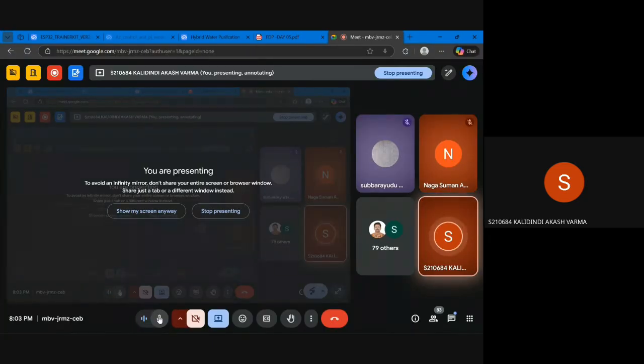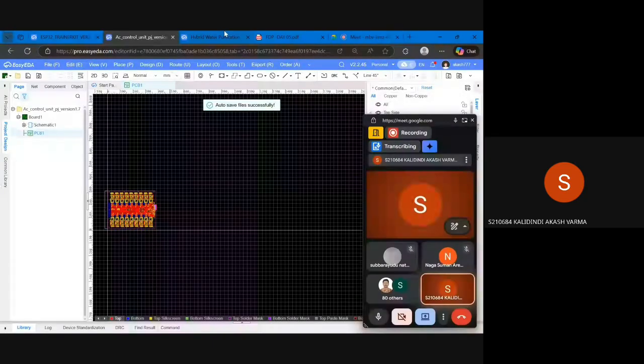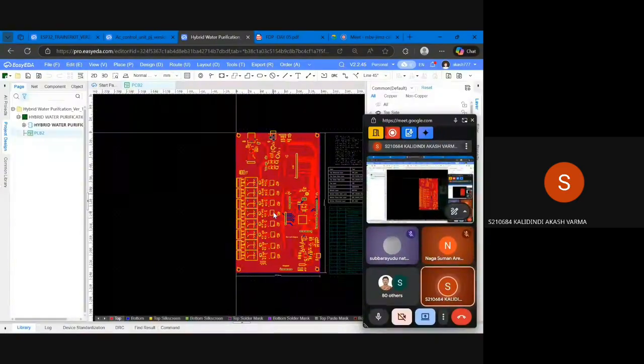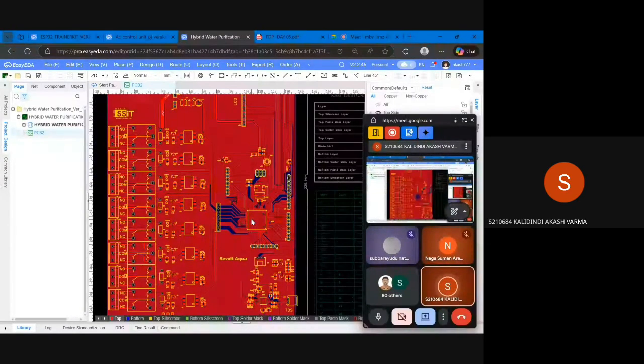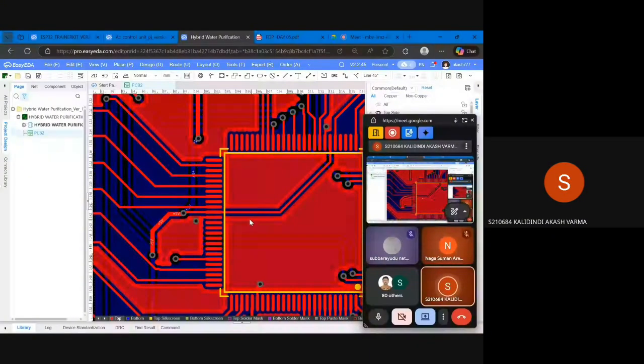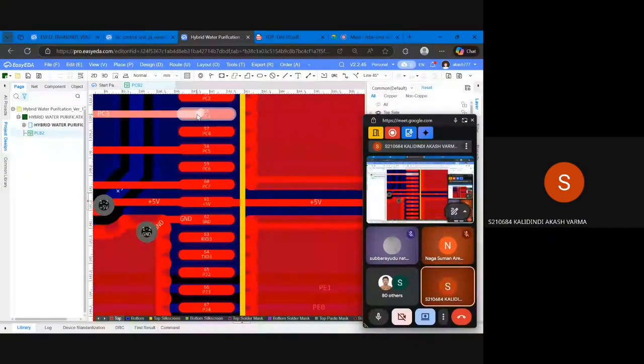So let me explain about differential pair. This is one of our PCBs, a hybrid water purifier unit, which we designed for one of our clients. So here there are two lines.